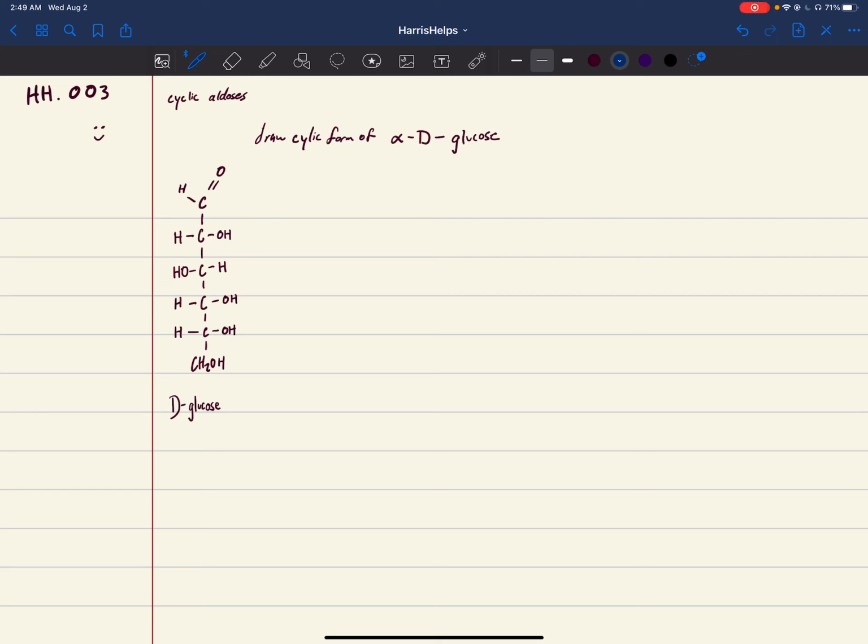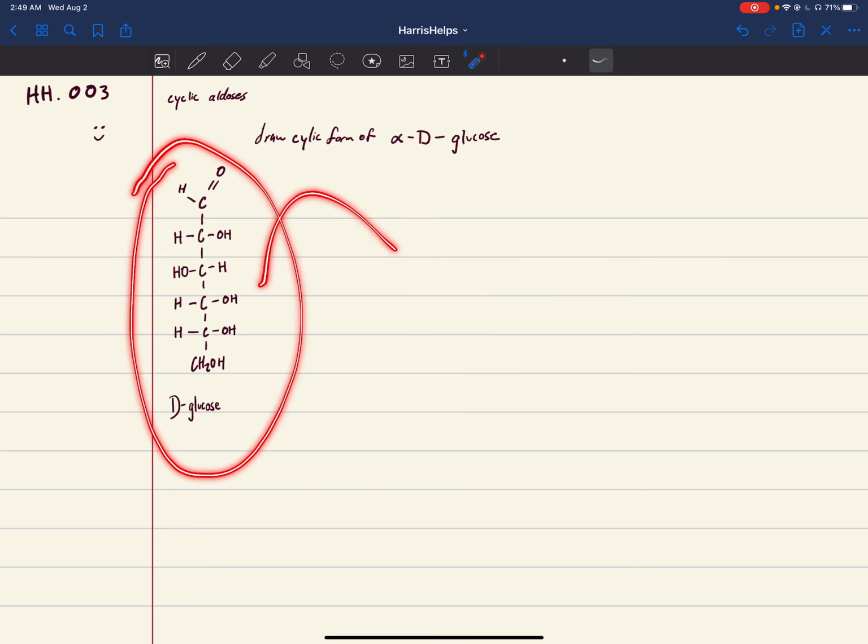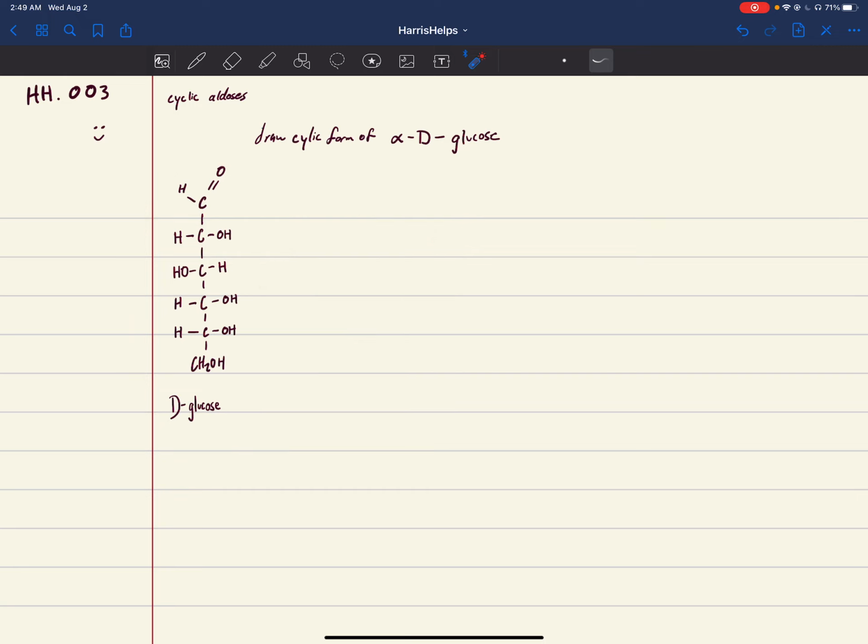Hey guys, welcome back to Harris Helps, and today we're going to be learning how to draw cyclic aldoses. In this question, we're being asked to draw a cyclic form of alpha D-glucose, and we've been given the straight chain of D-glucose, but how exactly do we convert this into a ring?